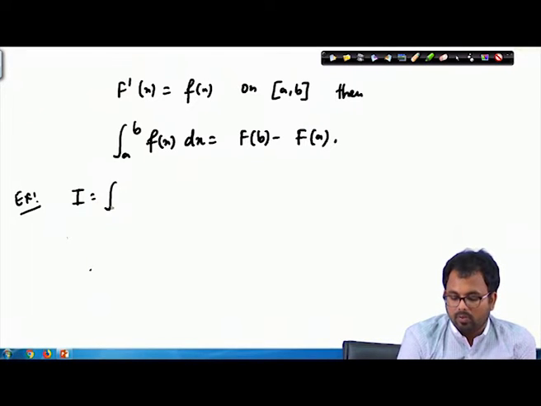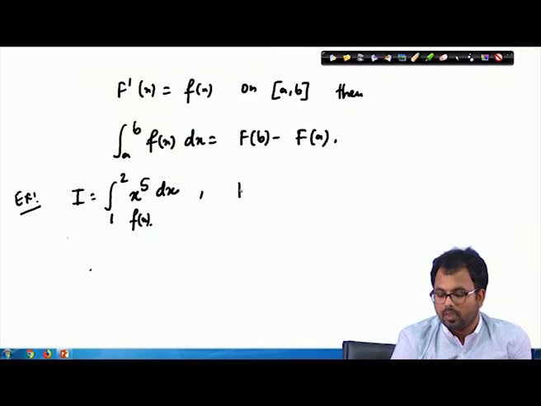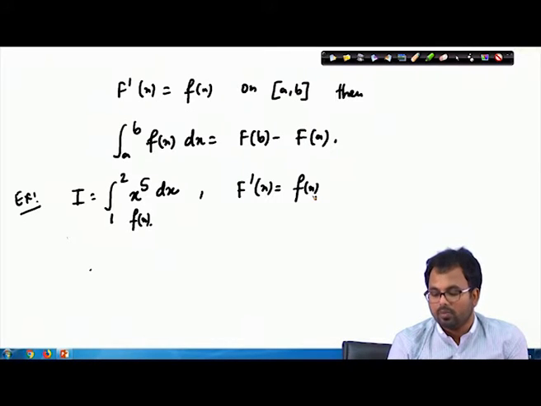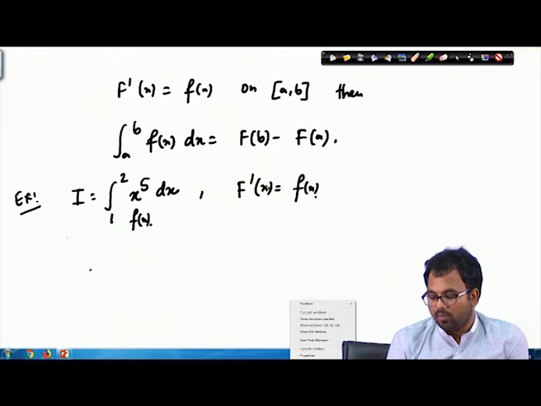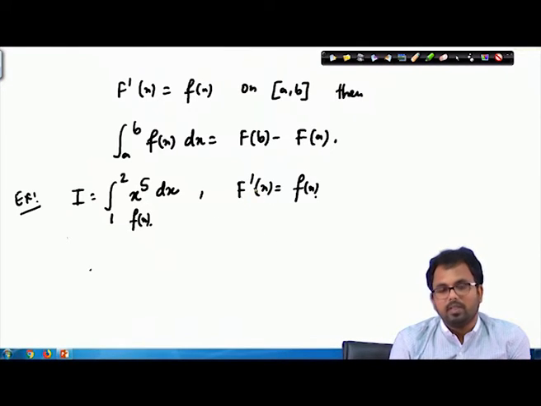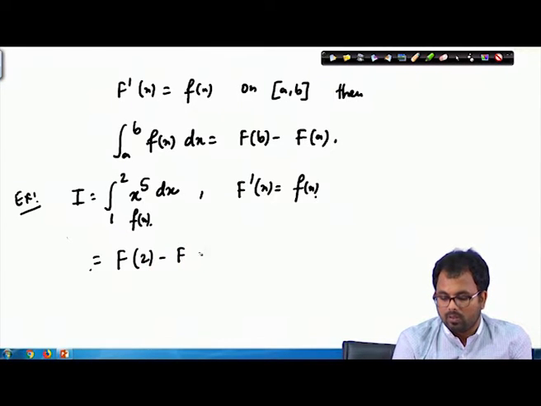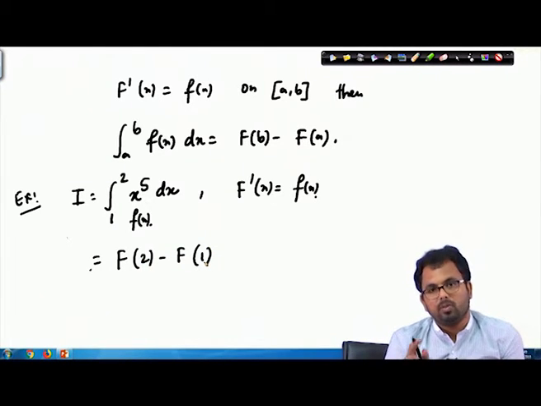So what I mean is, if we have something like I equals the integral from 1 to 2 of x to the power 5 dx, then this is basically my small f(x), and I need to find a function capital F such that F'(x) equals small f(x). So this is all about finding an antiderivative, and if we can find a capital F of this type, such that F'(x) equals small f(x), then in that case the integral would be nothing but the difference of that capital F at the point 2 minus the value of that capital F at the point 1.